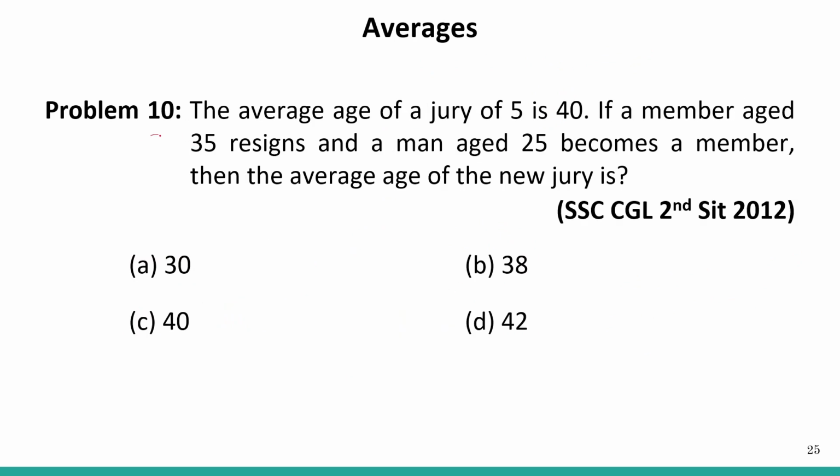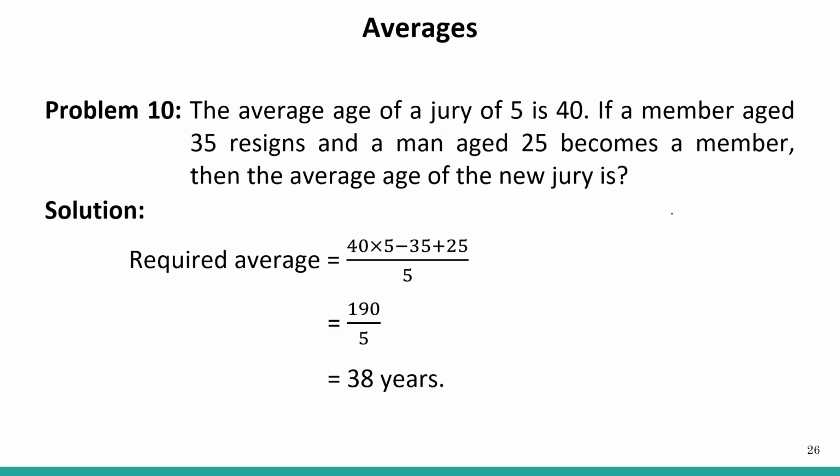So let's see problem number 10. The average age of a jury of 5 members is 40. If a member aged 35 resigns and a man aged 25 becomes a member, then what is the average of the new jury? 38, 42, 40 or 30. This is from the SSC CGL second sitting 2012 paper.